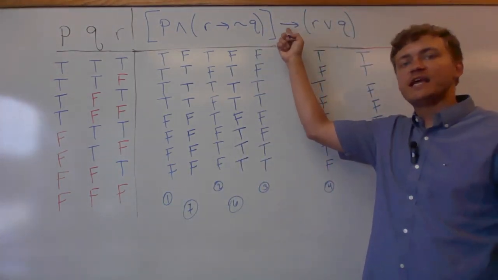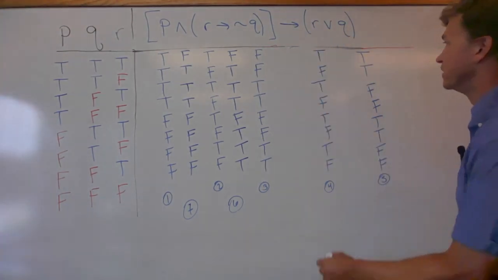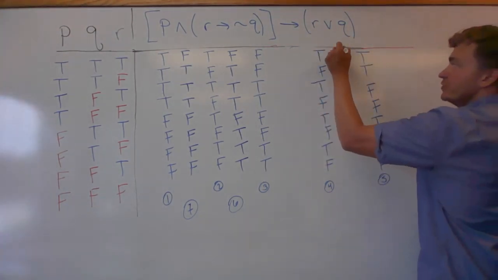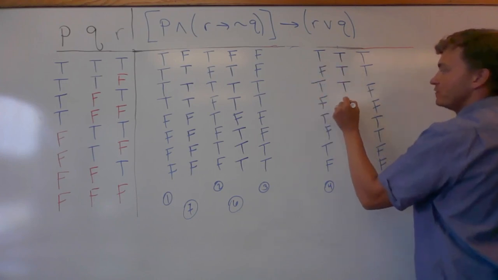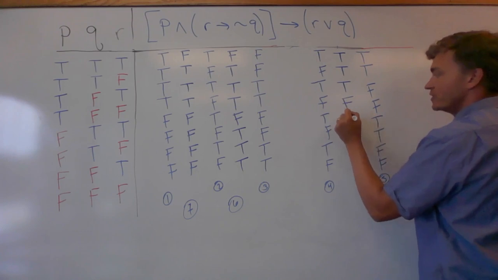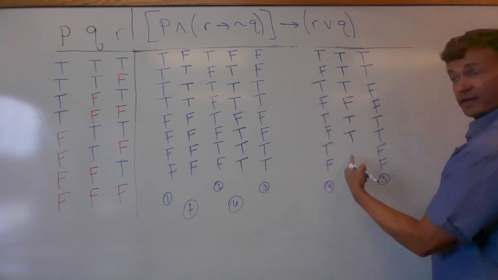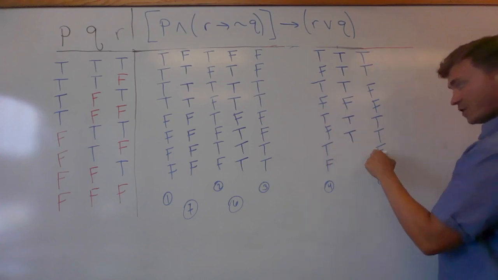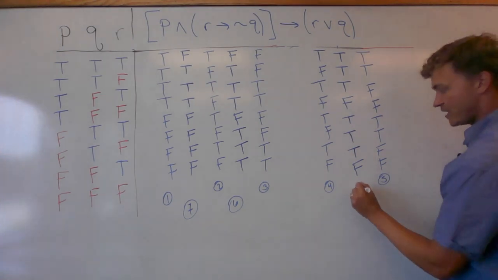Before we can use this statement, we need to know what we are trying to imply. So we have to determine this over here first. True or true is true. False or true is true. True or false is true. False or false is false. True or true is true. False or true is true. See, I got out of hand over here. True or false is true. False or false is false. This is our eighth column.